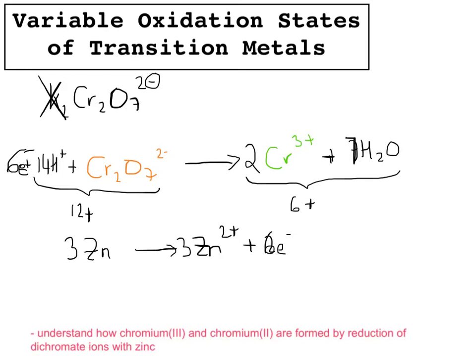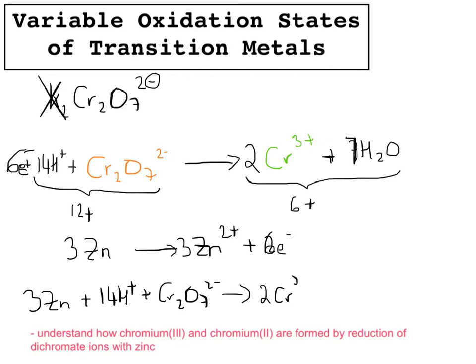So overall we get 3Zn plus 14H+ plus Cr2O7 2- goes to make 2Cr3+ plus 7H2O plus 3Zn2+. And you'll see a colour change, as we've said, from orange to green for the chromium 3+ ion.